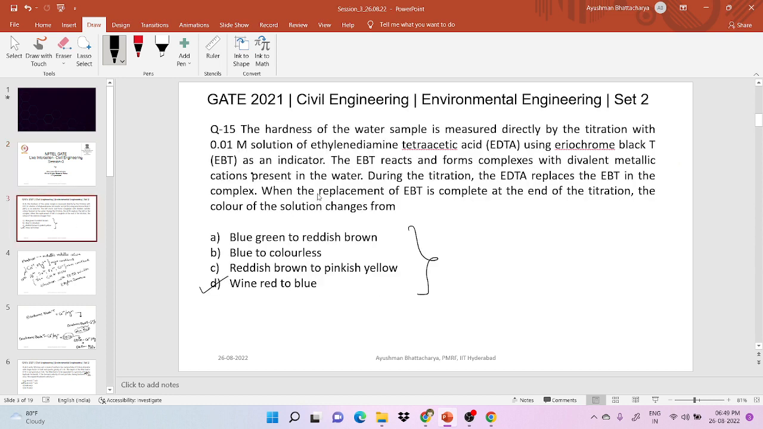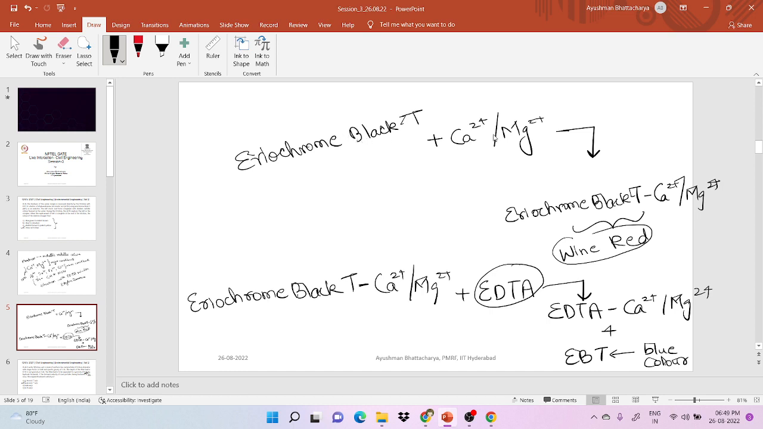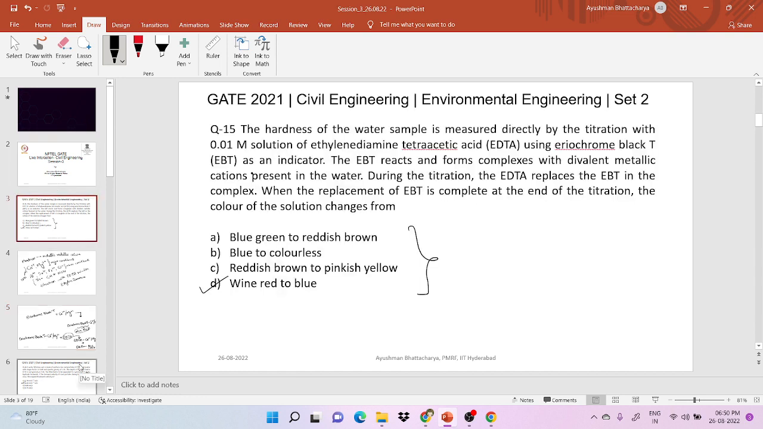In this hardness question, they have asked what will be the end point of the titration. We talked about what hardness is, the major constituents and the minor constituents. In titration, initially when you add Eriochrome Black T, it forms a metal complex with Ca2+ and Mg2+. After adding EDTA, the EDTA forms the metal complex and EBT is released as blue color. The metal complex is wine red, later the blue color forms. So the answer will be wine red to blue color. Okay, this was the first question.